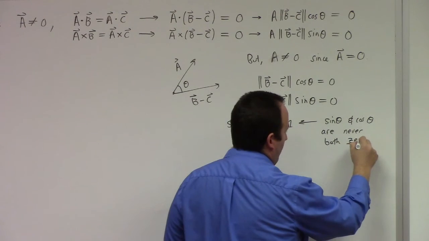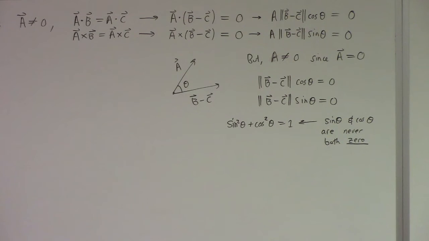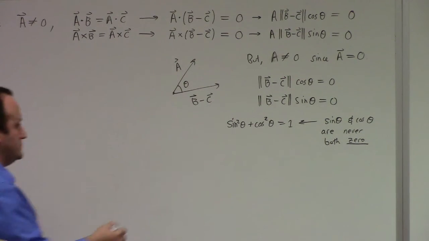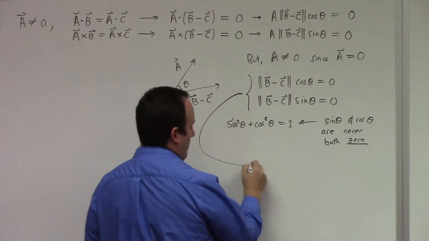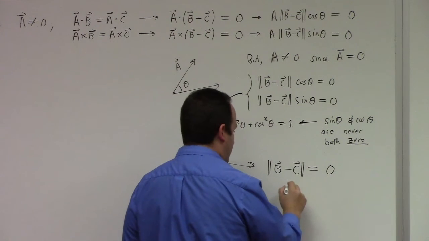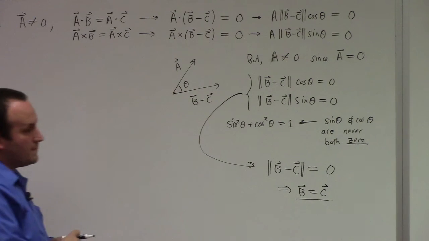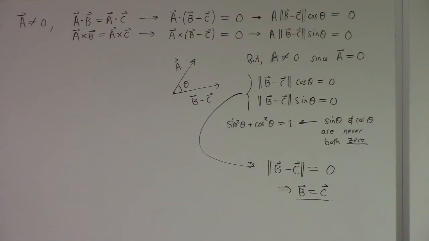So, go back to these equations. If sine and cosine are not both 0, at least one of those is non-zero. Consequently, the magnitude of B minus C must be 0. But if the magnitude of B minus C is 0, that implies that B is equal to C.